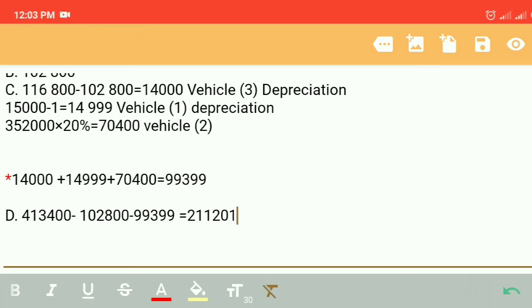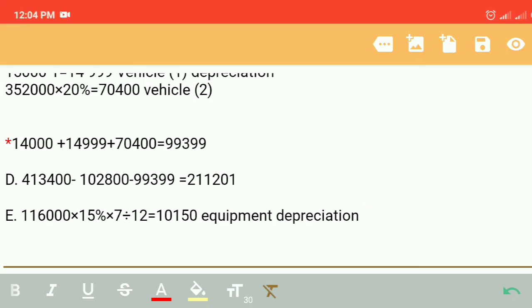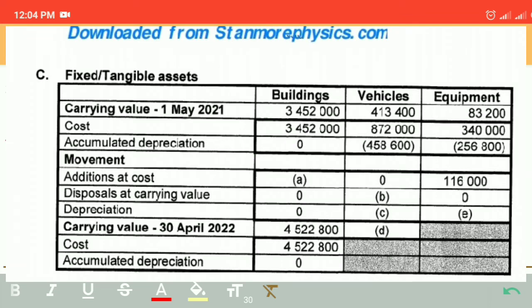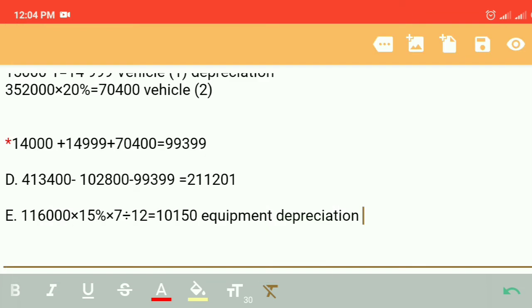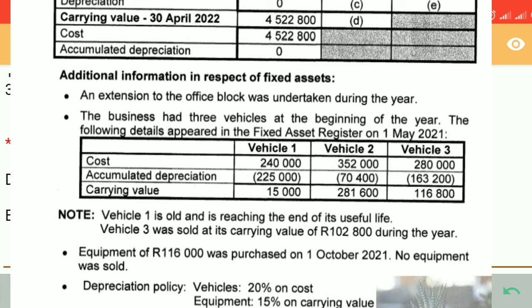So we are going to E. Look at E. E is under equipment. That simply means we are focusing on equipment now. So you're going to calculate the equipment. Let's go to the transaction first. Equipment of 116,000 was purchased on 1 October 2021. The date is really important. It was purchased on 1 October. That simply means it was there since October.